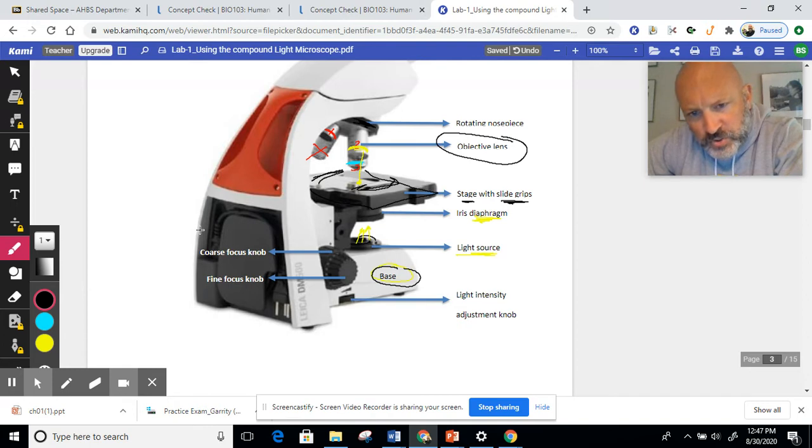We could also control the intensity of the light bulb here. If we want to dim the light bulb, we have a little dimmer switch down here. So this is the light intensity adjustment knob. All it is is a dimmer.